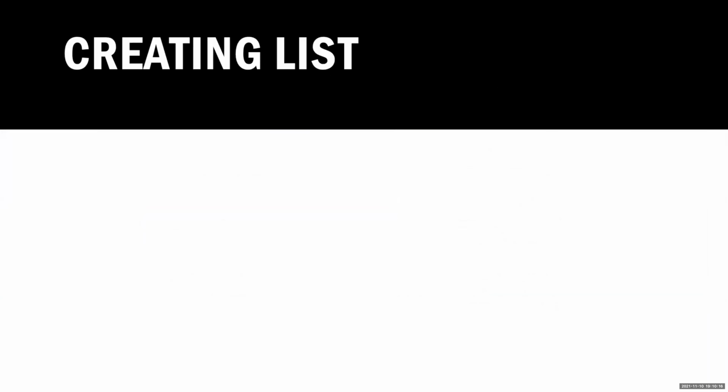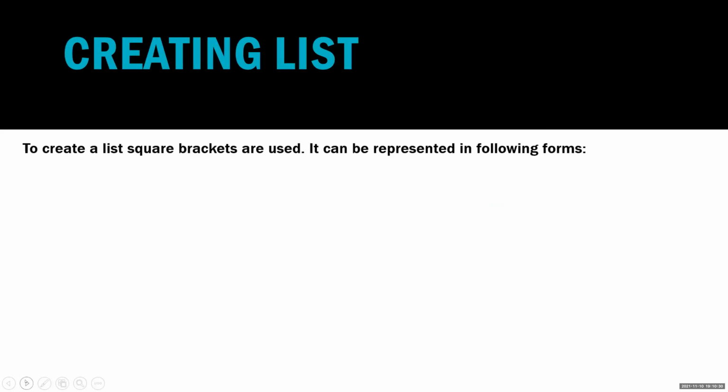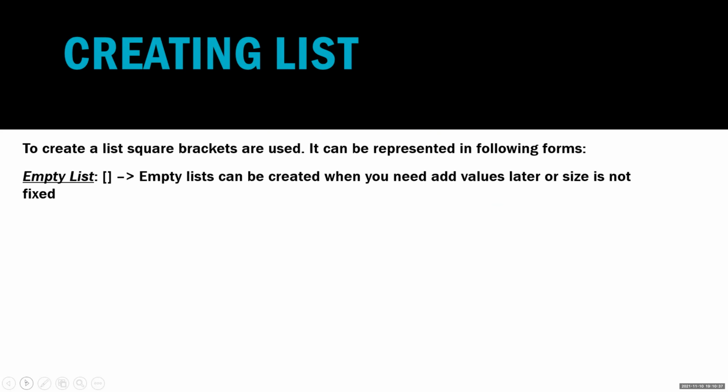So now we will look at how to create a list. To create a list, square brackets are used. All of you know that, I guess. An empty list can be created when you need to add values later or the size is not fixed. So this is an empty list, two square brackets with nothing in it.